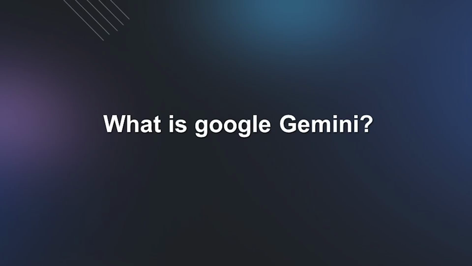So, what exactly is Google Gemini? Google Gemini is Google's next generation artificial intelligence model. It's what we call a multimodal AI, meaning it can process and integrate multiple types of inputs like text, images, videos, and even audio simultaneously. For example, if you upload a picture of a plant and ask, "What is this plant and how do I care for it?" Gemini will analyze the image, identify the plant, and give you care instructions.